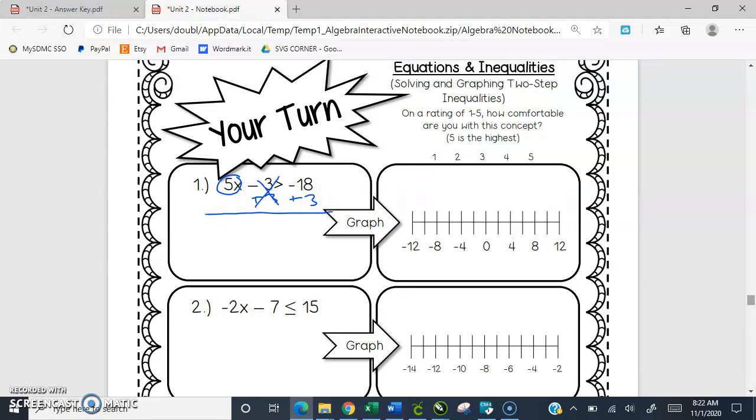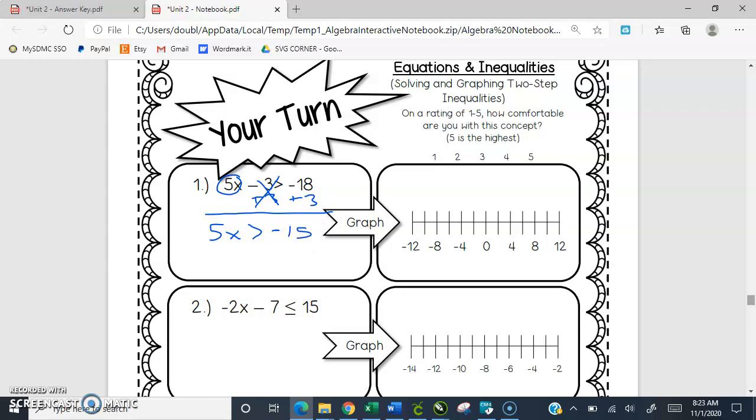So these cancel out, leaving me with 5x is greater than negative 18 plus 3. Well, negative 18 is the larger number, so I'm going to have a negative answer, and 18 minus 3 is 15.